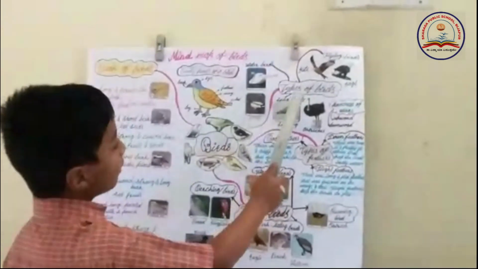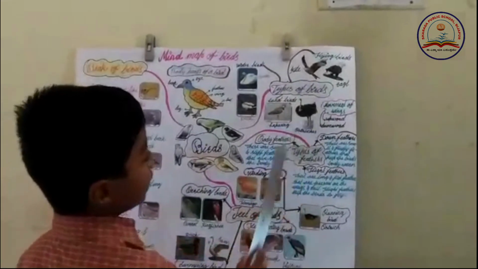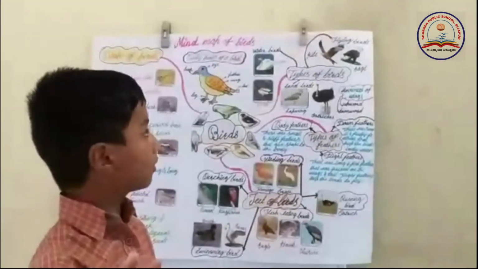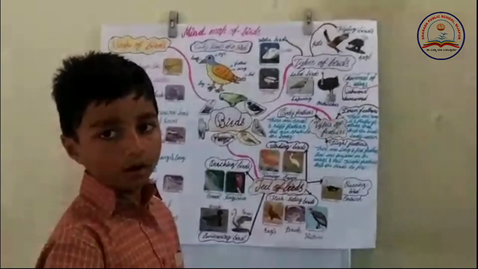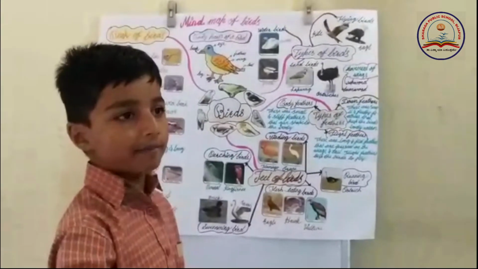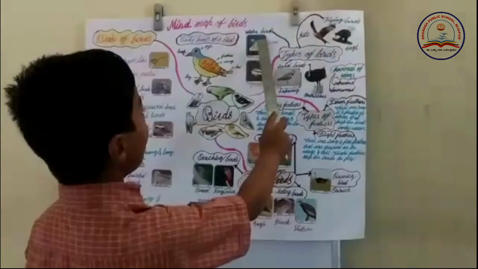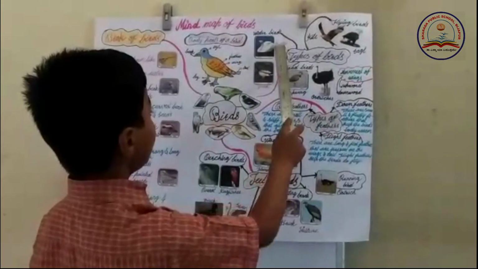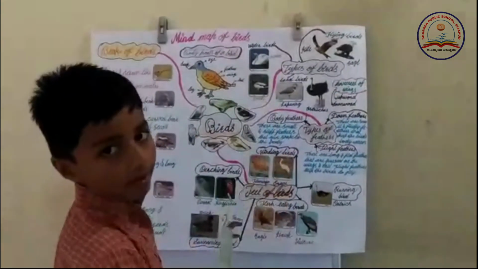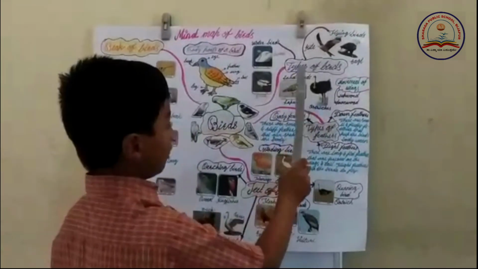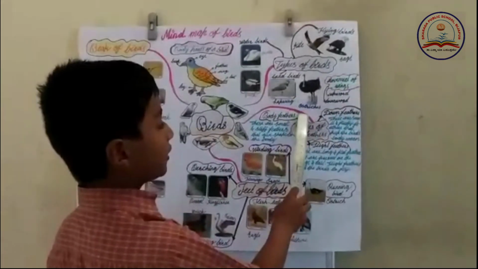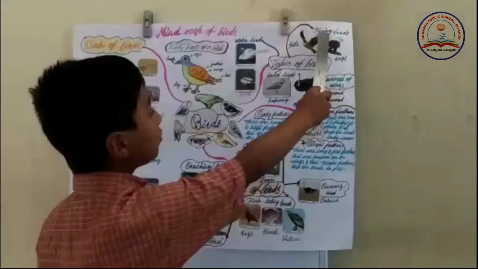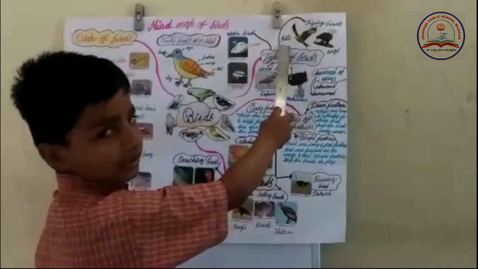Birds. Types of birds. There are 3 types of birds. Water bird, flying bird, land bird. Examples of water bird. Swan, duck. Example of land bird. Lapwing or crickets. Examples of flying birds. Kite, eagle.